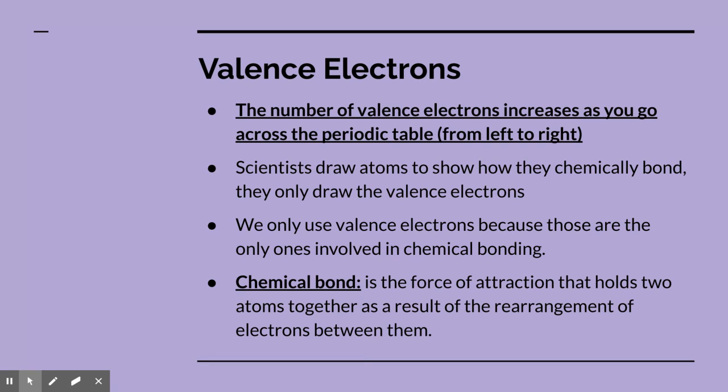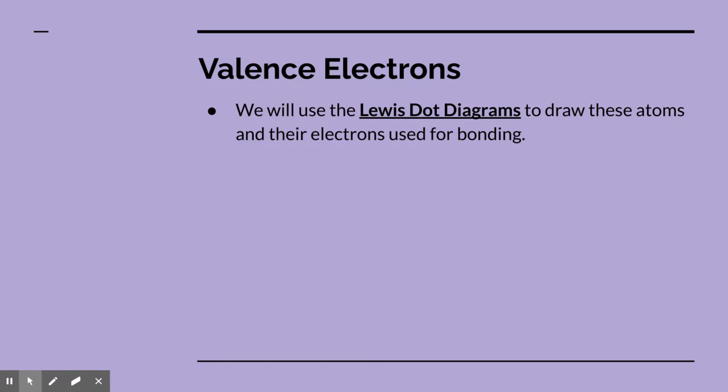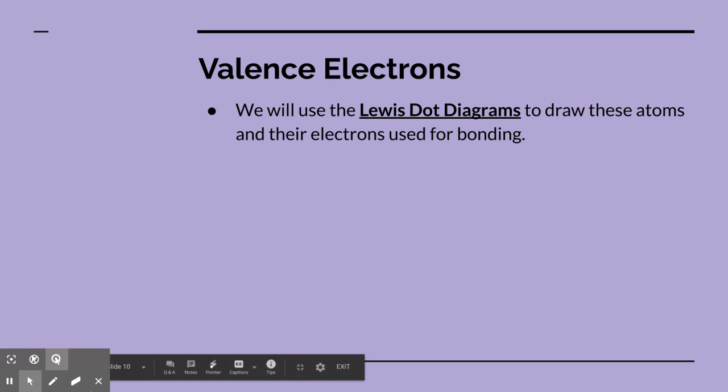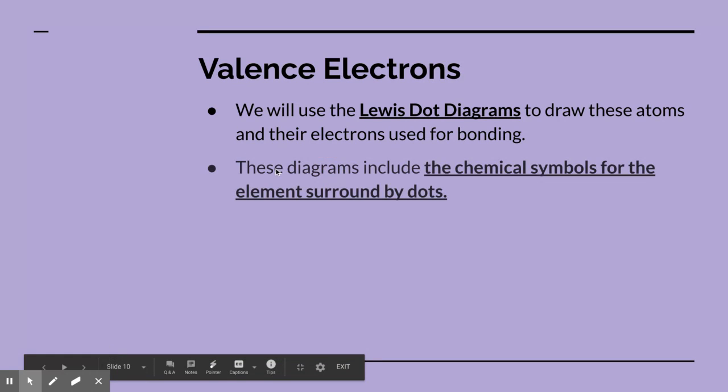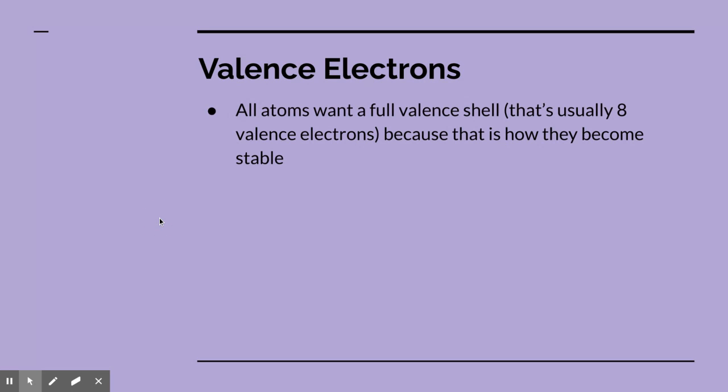And real quick, what's a chemical bond? Well, it's the force of attraction that holds two atoms together as a result of the rearrangement of electrons between them. And to show all this, scientists draw what are called Lewis dot diagrams. They draw these diagrams of the atoms to show just how many valence electrons they have, so they can easily show how one element bonds with another. These diagrams include chemical symbols for the elements surrounded by dots. Each dot stands for one valence electron.